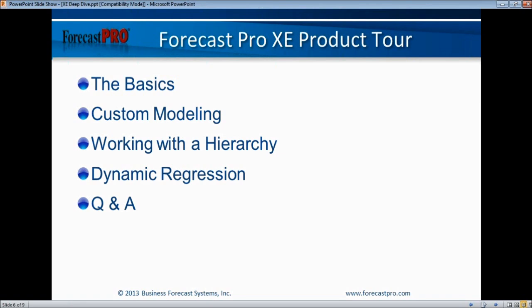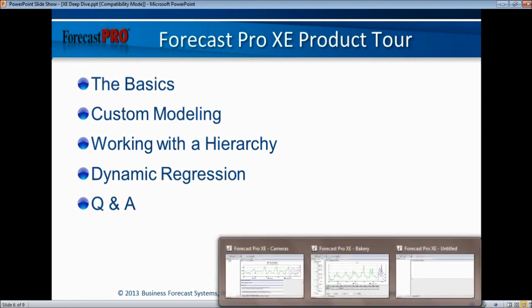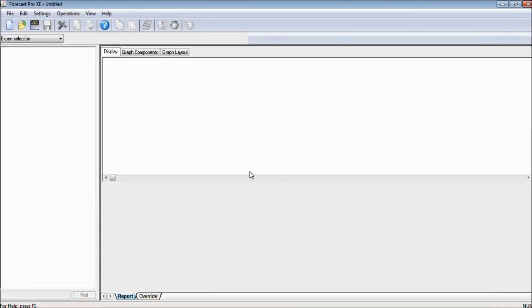Our last section here is dynamic regression, and it's really very different from the other methodologies we've looked at. I'm going to start up another session here for Forecast Pro. Forecast Pro has two basic modes. You notice this drop-down box here. It says expert selection, and the other option is dynamic regression.